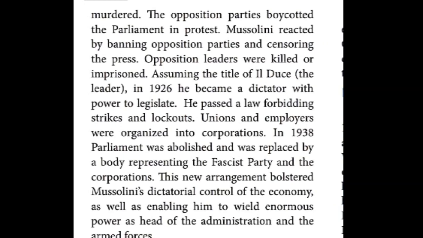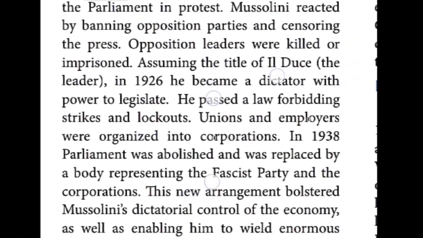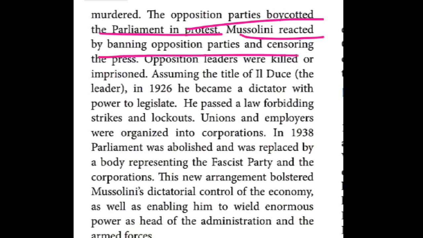Boycotted, what is the meaning? They neglected it. Children, listen carefully. Who neglected? The opposition parties boycotted the parliament in protest. Then Mussolini reacted by banning. Banning, what is the meaning? He stopped the opposition parties. No need for opposition parties. Mussolini reacted by banning opposition parties and censoring the press.